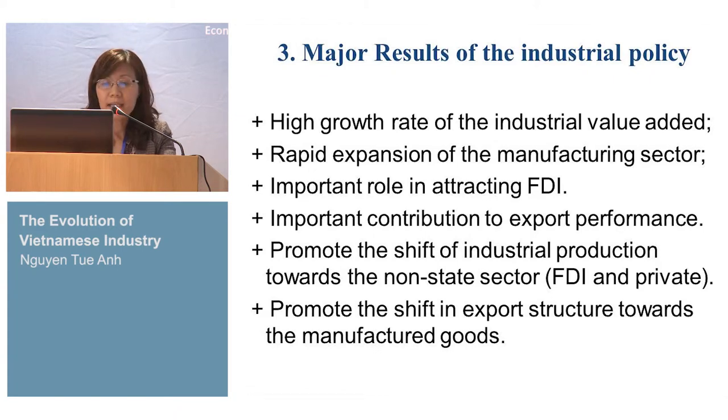I would like to highlight here six outcomes. The first, the industrial policy has pushed the growth of the industrial sector and also pushed the rapid expansion of the manufacturing sector. It also played an important role in attracting foreign direct investment into the country. It also contributed to export performance. Industrial policy also contributed to promoting the shift of industrial production towards the non-state sector, and also to promoting the shift in export structure towards manufactured goods.